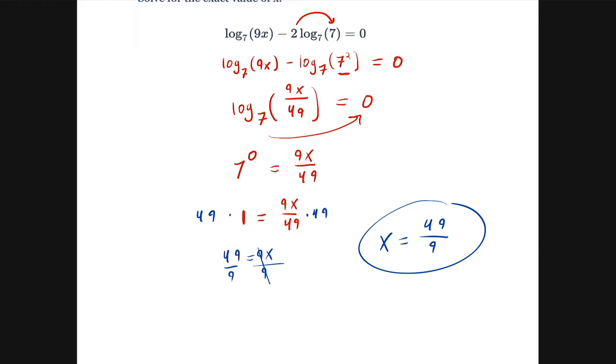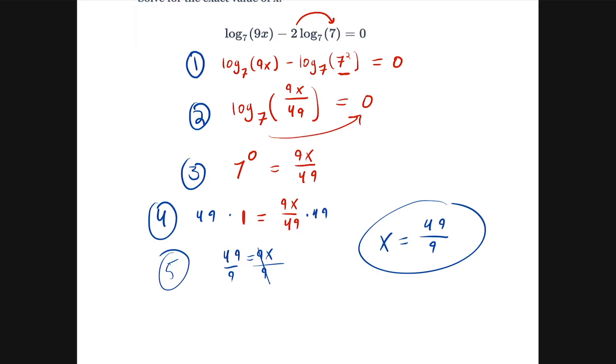So one more time, step 1, I brought that 2 in as an exponent on the 7. Step 2, combined by subtracting logs, turning them into division on the inside of one log. Step 3, convert the log. 7 to the 0 power is 9x over 49. And from here, it's just some algebra 1. 7 to the 0 power is 1. We multiply both sides by 49, and we divide both sides by 9 to get the final answer.